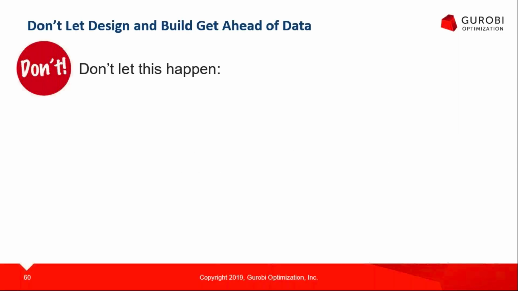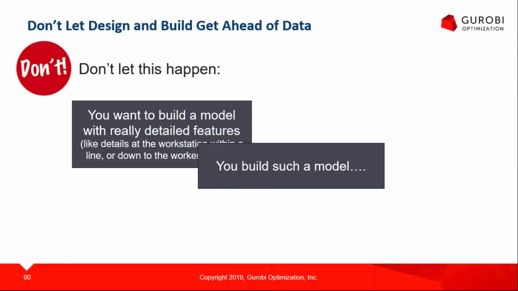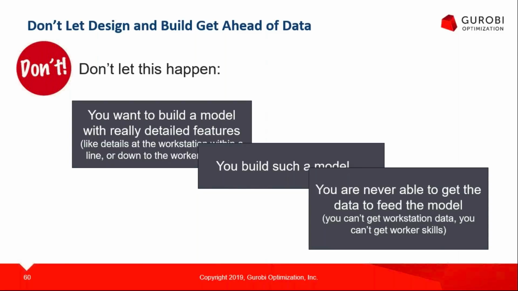Yep, and then the last example is making sure you remember the data and the design. Here's an example of what you don't want to do: you think you want to build a model with really detailed features. Let's say you're modeling a production facility, and you want to model right down to the machine level. And then you build such a model with all this detail in it, and only at the end do you realize that you're never going to be able to get the data at the machine level to feed the model. And so you spent all this time building wasted features. Instead, think about what data you actually have, build the model there, and then start to expand it with more details. That's a way that we've found helpful over time.